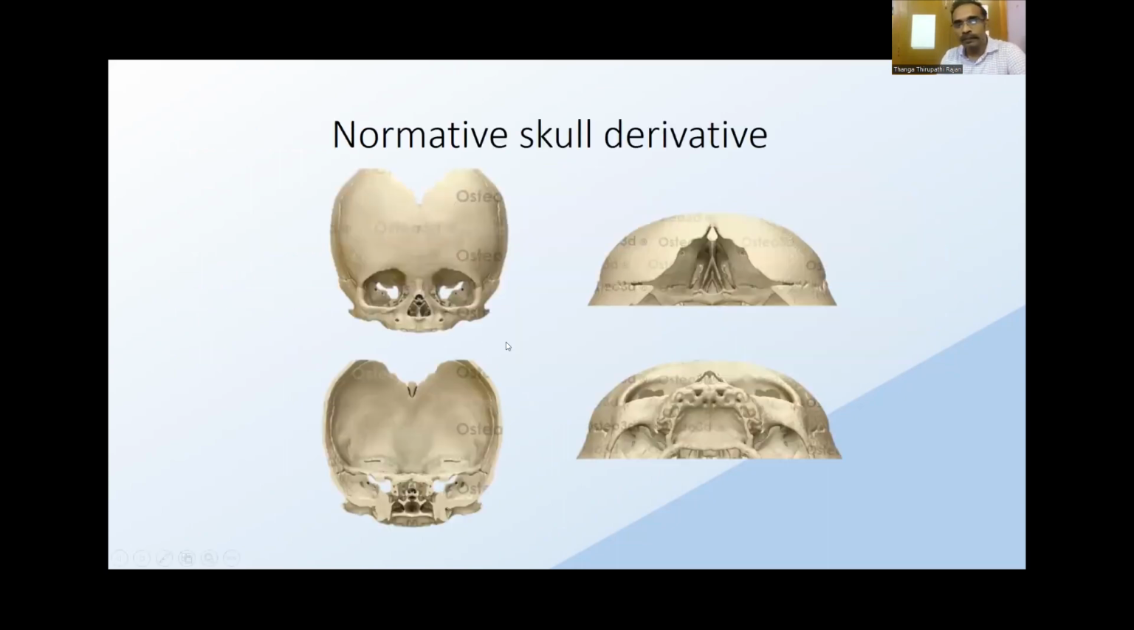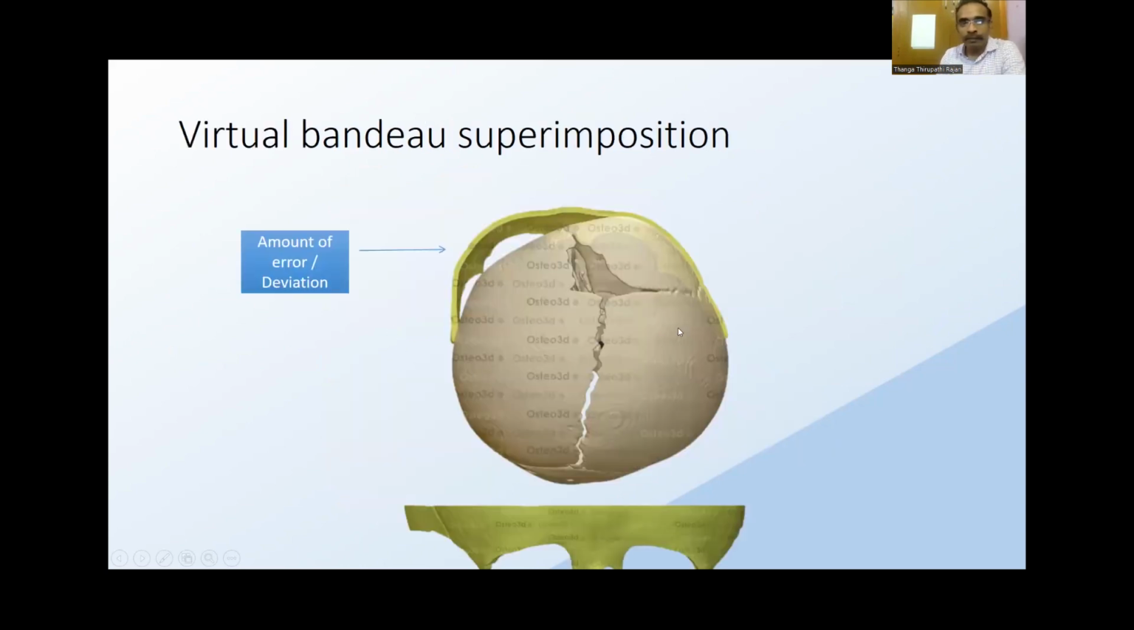And what we do is we take the normal side and superimpose it on the affected side and create a normative skull derivative. So this is how the normal skull should have looked for the child if there was no craniosynostosis. So we make this model first, and then we make the template. You take the fronto-orbital plate from the normative derivative and superimpose it on the pathological skull.